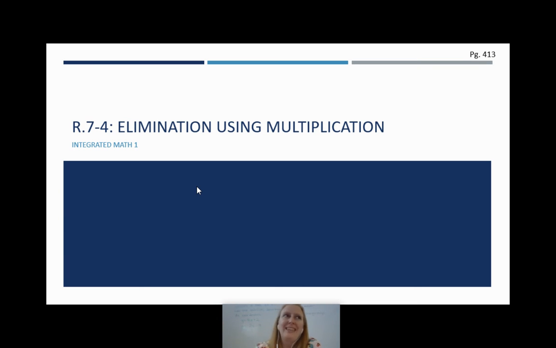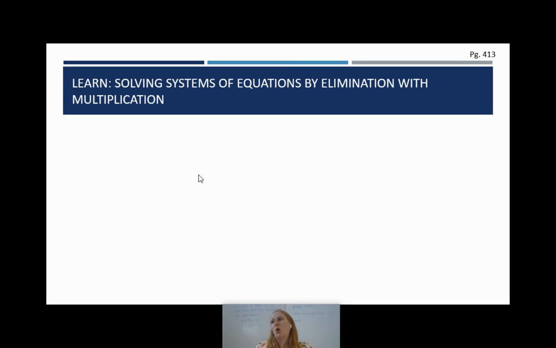But we know that that's not always going to happen. So what happens if you don't have opposite coefficients or the same coefficient? Well, we got to use multiplication. So you can solve systems of equations by elimination with multiplication.